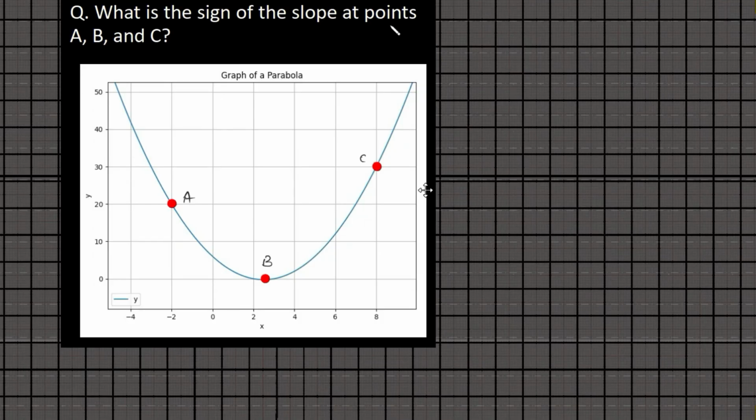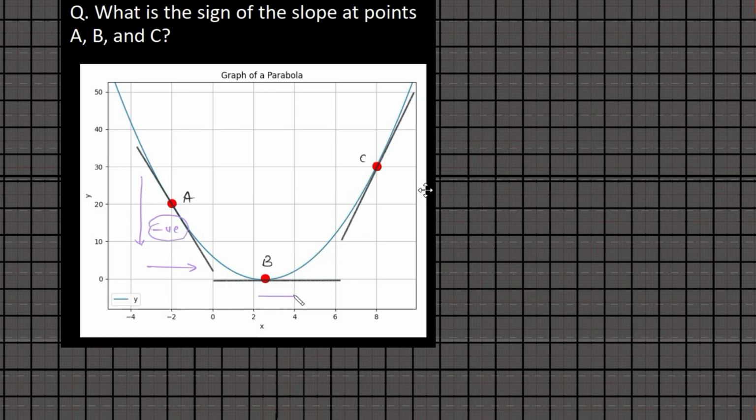What is the sign of the slope at points A, B, and C? We just have to tell the signs. For this, you don't need to draw anything, but for the sake of discussion, I'm just drawing. So here, what kind of slopes do we have? So at point A, as in when we are moving right, the line is dropping. So thus making this a negative slope.